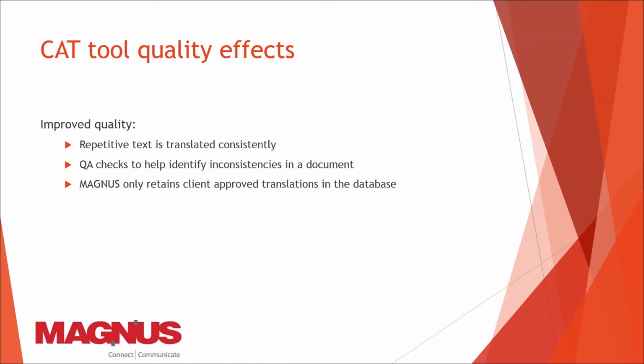So we've taken a look at how the CAT tool tracks the text, and it's pretty clear that reusing text can save time and money. How is quality improved? CAT tools offer a few features that improve quality. The first, of course, is that the tool automatically suggests previous translations for reuse.